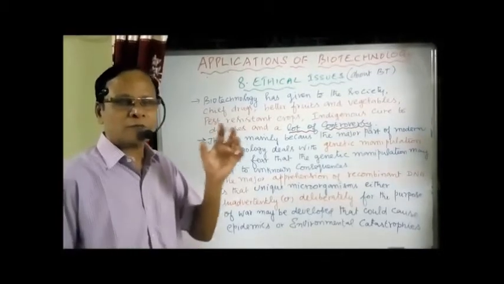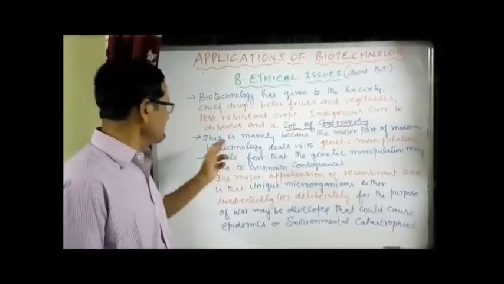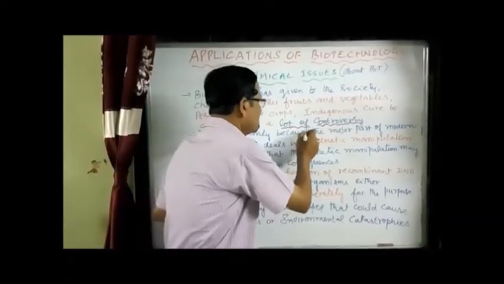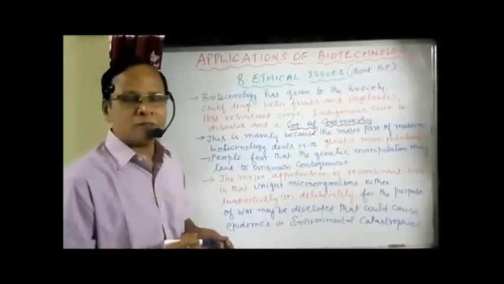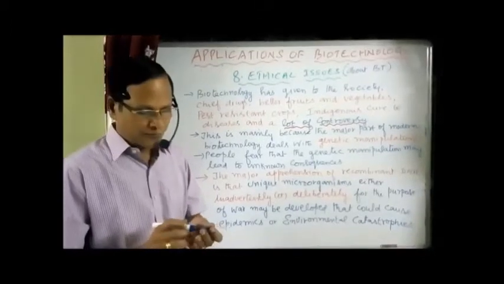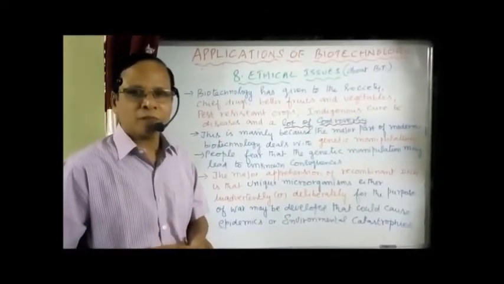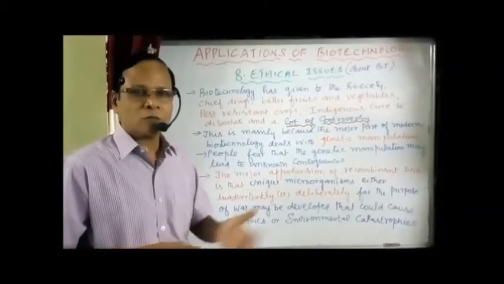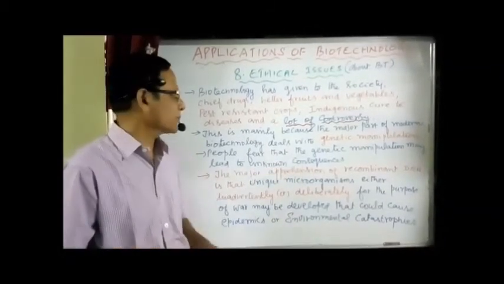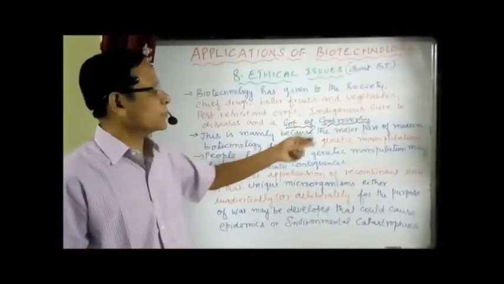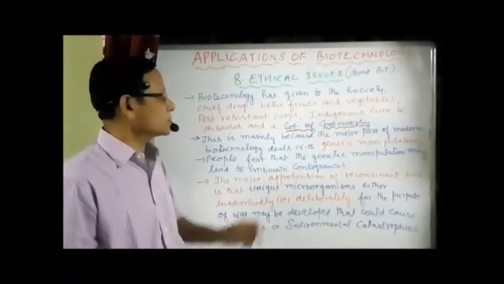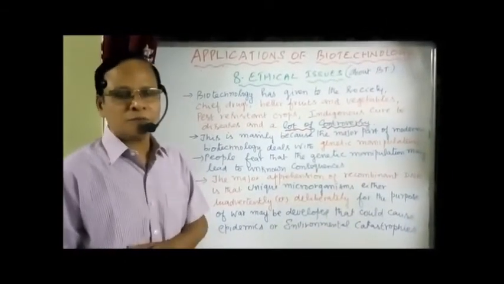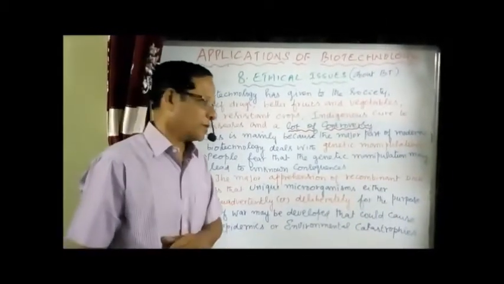What's the reason for the development of controversy? This is mainly because the major part of modern biotechnology deals with the genetic manipulation, addition, repair, removal of a particular DNA segment. That's the reason why people normally fear it. Modern biotechnology deals with genetic manipulation: insertion of a gene, addition of a gene, repair of a gene, etc.